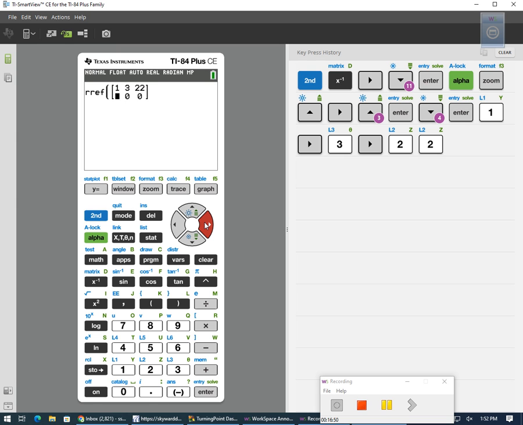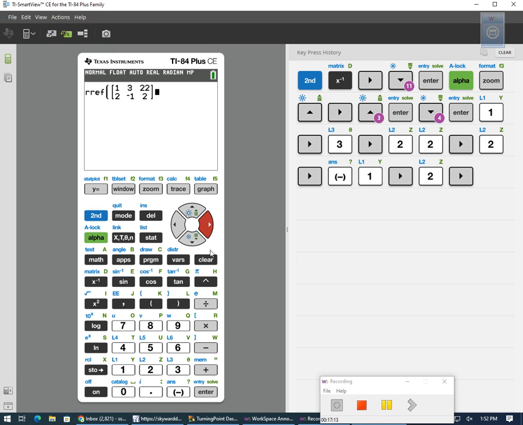Okay. The next row was 2, negative 1, 2, right? Is that what I gave you guys? Yeah, okay. So then I've got 2, push to the right, negative 1, push to the right, 2. Then I push to the right and hit enter. This is your solved matrix. All right, this tells you that x equals 4 and y equals 6.